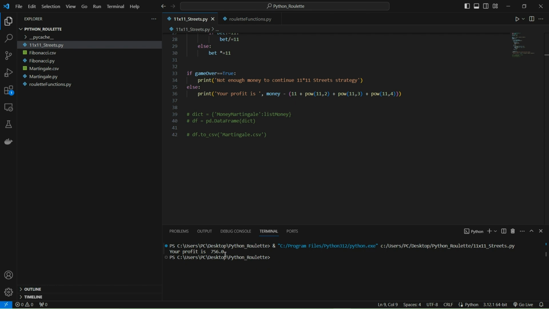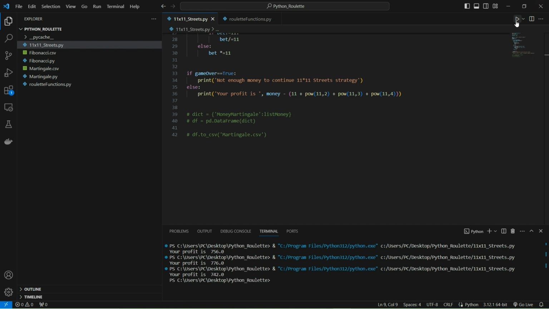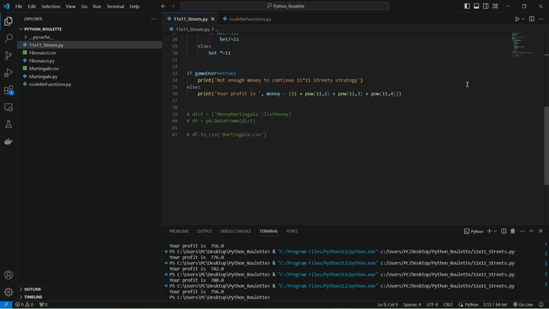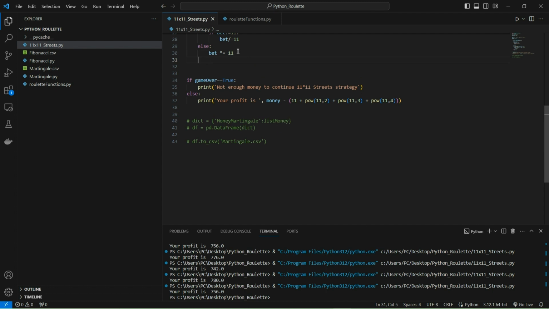I won. My profit is 756. Again I profit, again, again. Now I will store the money list in a CSV file. So I need to append money after each game in list money. Append money. I will also uncomment this.